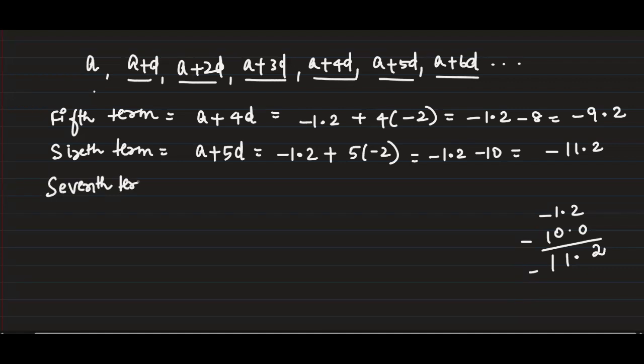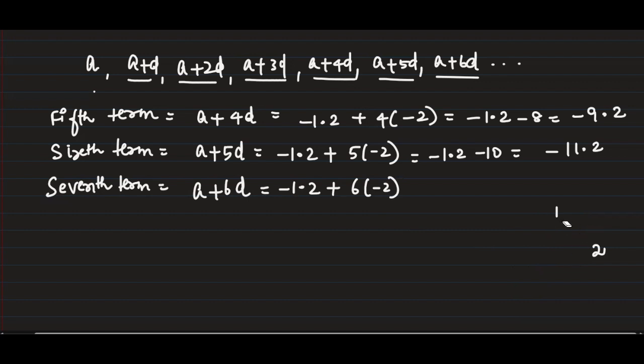So what is the seventh term? Seventh term is equal to a plus 6d. So minus 1.2 plus 6 times of minus 2, which is nothing but minus 1.2. 6 into negative 2 will become negative 12. So minus 1.2 minus 12, which is equal to minus 12.0.